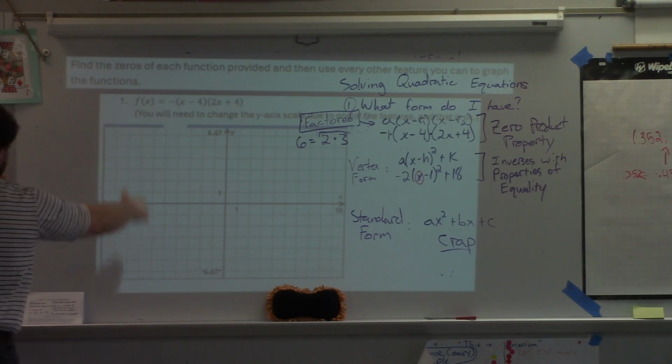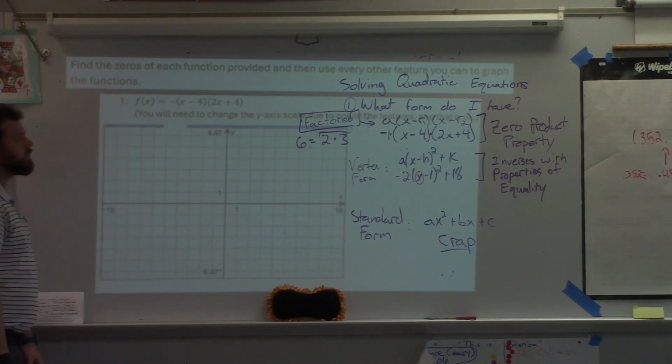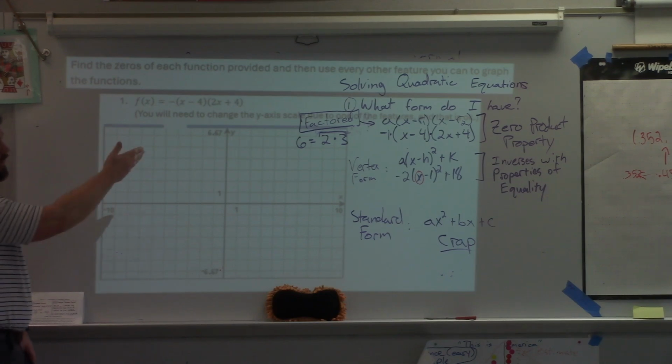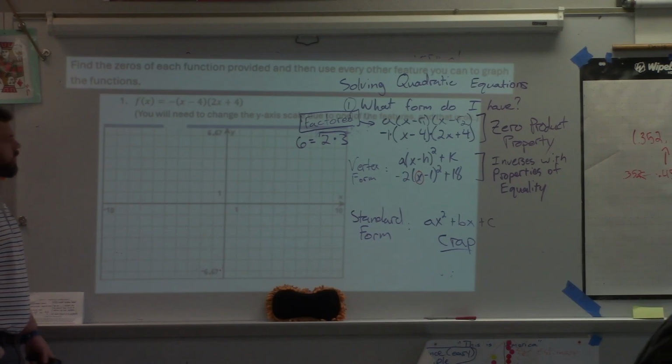But number one, what form do you have? Factored form? We all in agreement that that's factored form right there? Okay. If it's already in factored form, does it say anything about factoring more up there? No, what does it say we need to try to use? The zero product property. Guys, if it's in factored form, I'm using a zero product property.